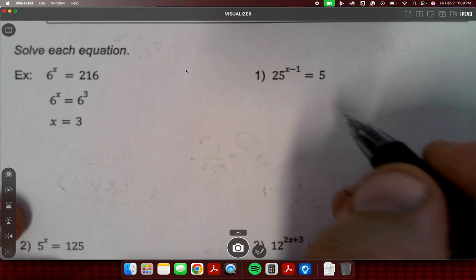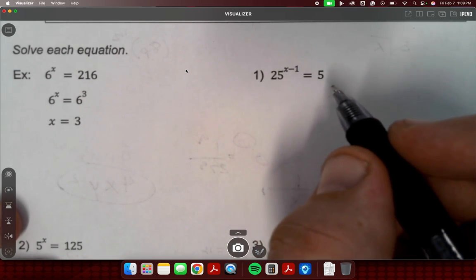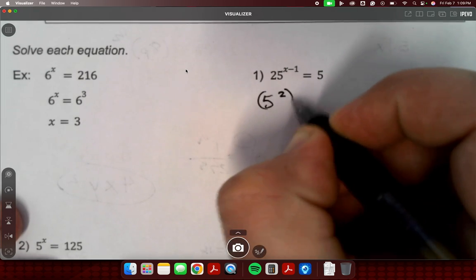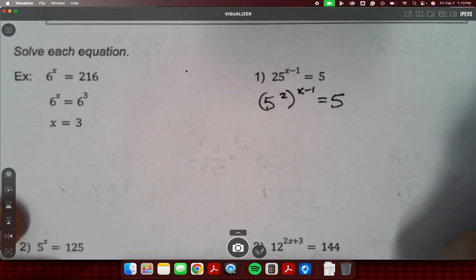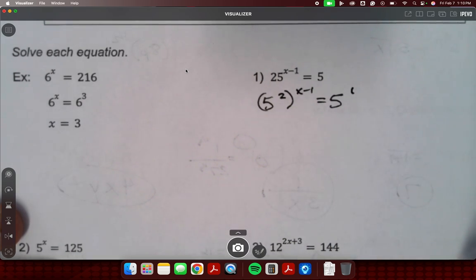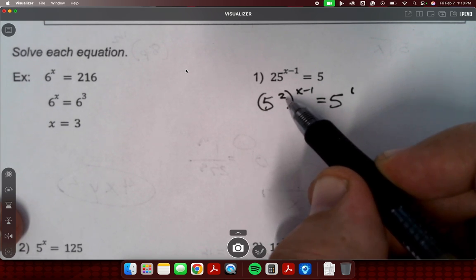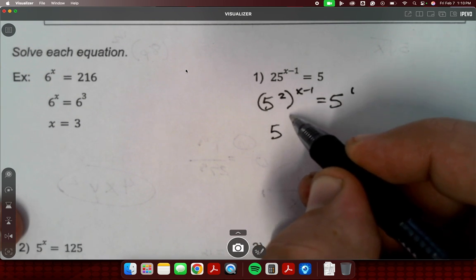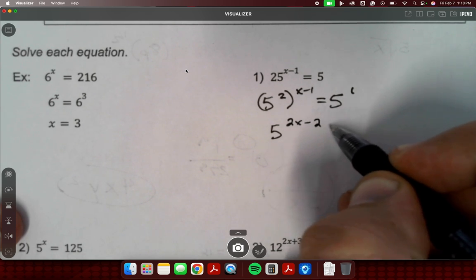Okay, now on number 1, we have 25 and 5. So we think, all right, 25 is the same thing as 5 squared. And if it helps, you can remember that if there's no exponent written, it's an understood exponent of 1. So we can remember our properties that we learned in the past couple lessons. If an exponent is raised to an exponent, we can multiply those two exponents together. So 2 times x is 2x, 2 times 1 is 2.